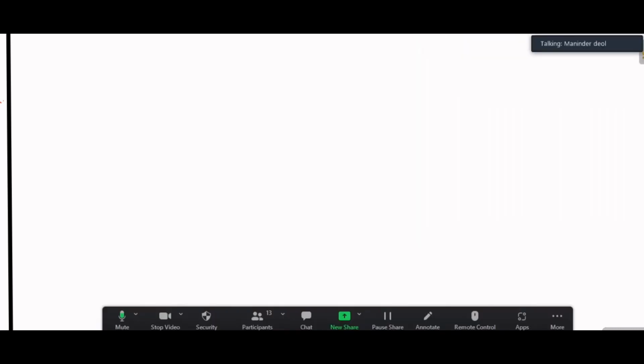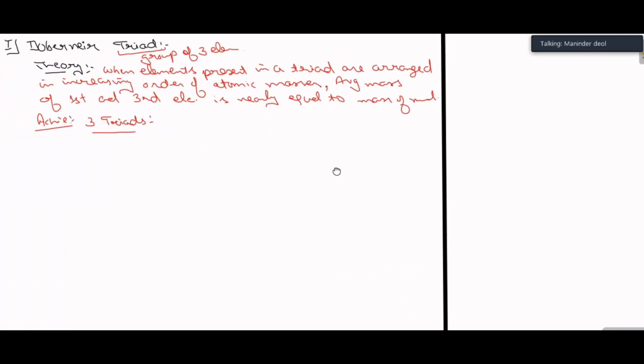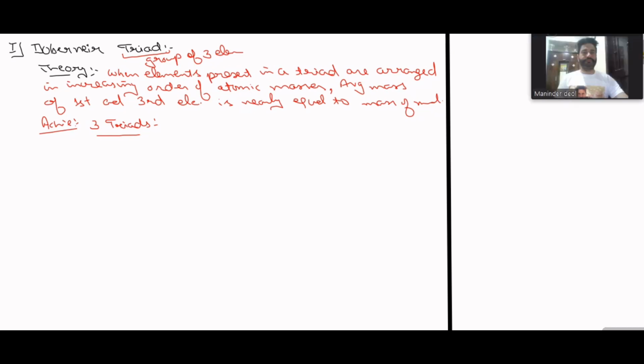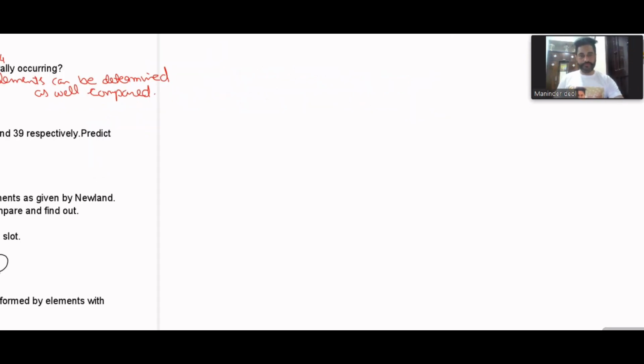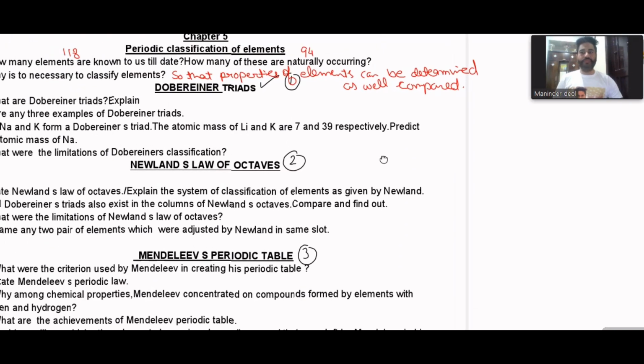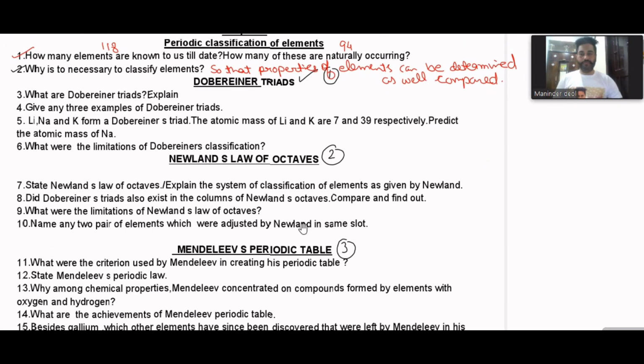Okay, no need. If you remember, tell me, what kind of elements are present in the first group? Alkali metals. So leaving hydrogen, can you tell the next three elements? Lithium, sodium and potassium. So that is the first triad. Okay, now let's move to question number 3.